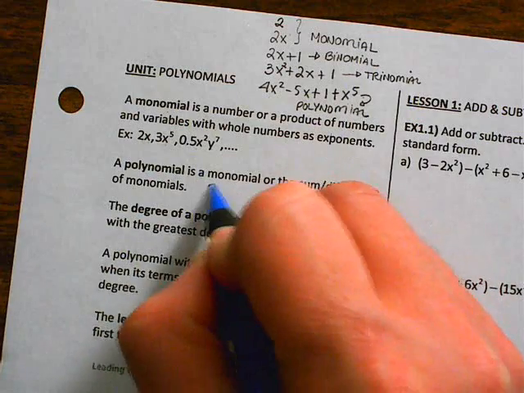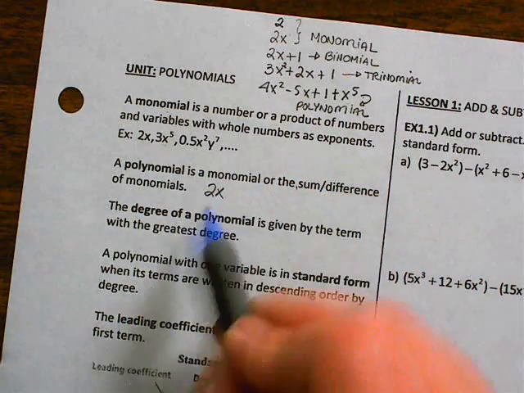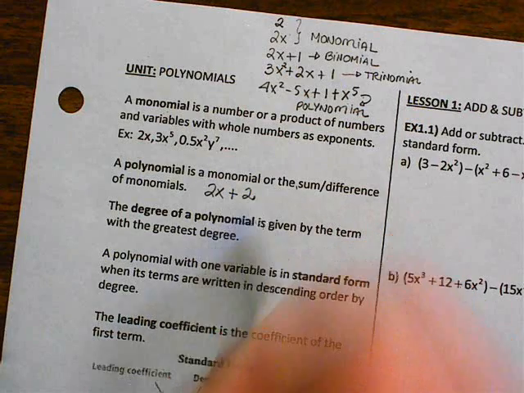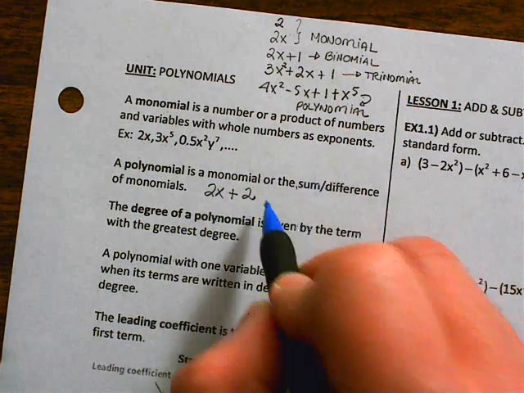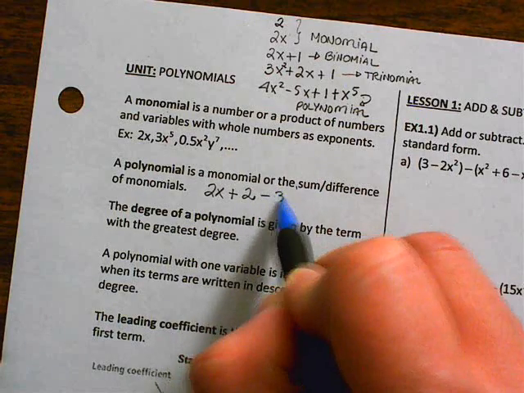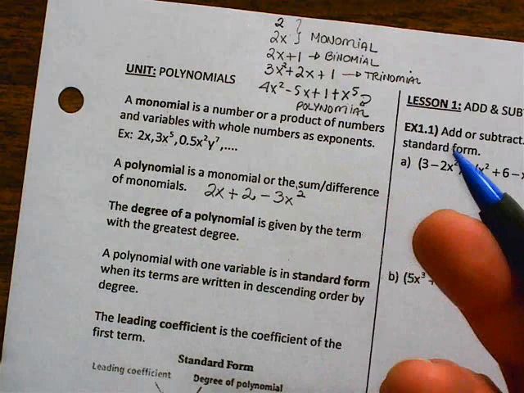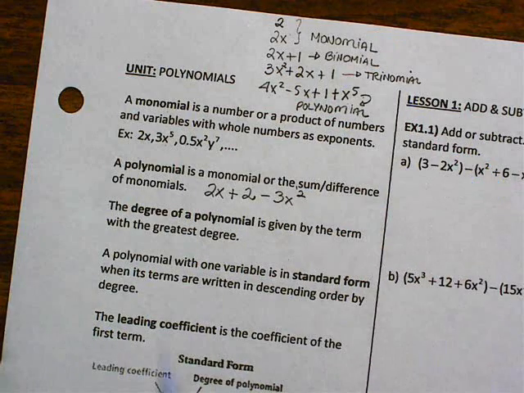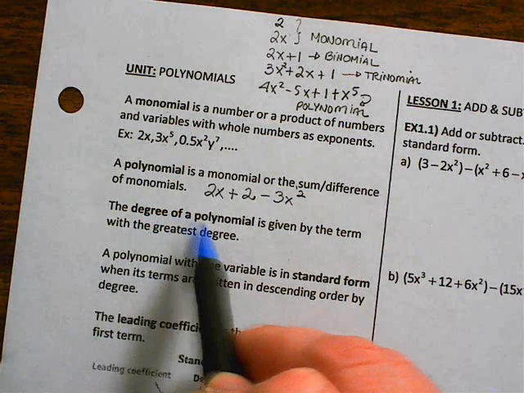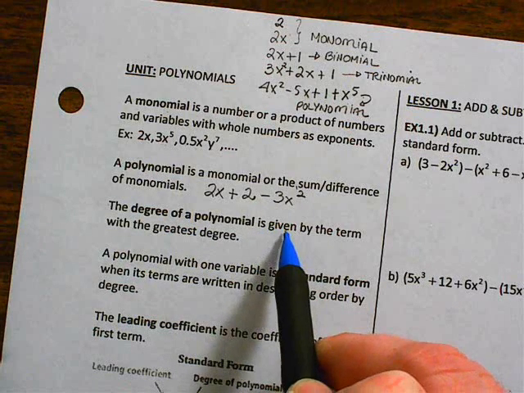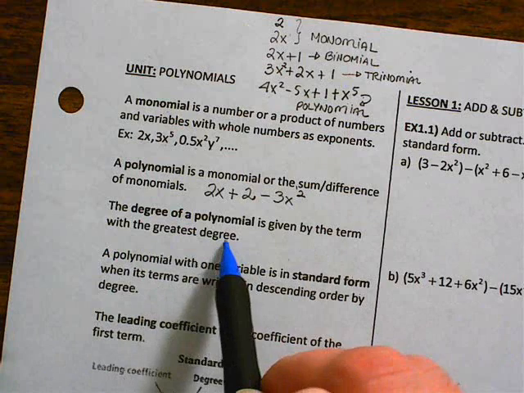So for example, I could have a monomial, and that's a polynomial, or it could be the sum of monomials, or also the difference. So let's say I have 3x squared. So these are all examples of a polynomial. When we talk about the degree of a polynomial, that will be given by the term with the greatest degree.